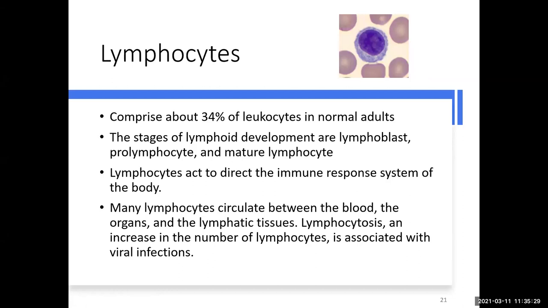Lymphocytes are about 34% of the leukocytes in normal blood. They too go through development, starting with lymphoblasts all the way up to a mature lymphocyte. These cells are responsible for directing the immune response within the body. Most of them circulate between the blood, the organs, and the lymphatic tissue. So your lymph nodes is where you will see a lot of your lymphocytes as well. Lymphocytosis is an increased number, and this is usually associated with viral infections. If someone gets mono, you can see an increase in the lymphocytes, which is confusing. When you're first learning, you think, okay, monocytes, you'll see it with mono, but it's actually your lymphocytes that will be present during a mononucleosis infection.